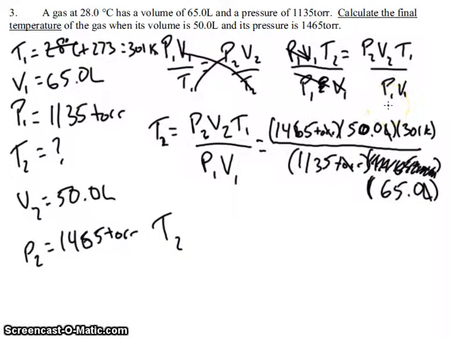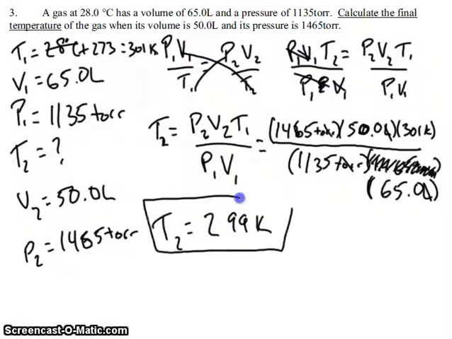So let's plug these numbers again. 1465 times 50 times 301 divided by 1135, and then divide that answer by 65. And if I do that, my T2 gives us 299 Kelvin. Really 298.8580, whatever. So I'll round it up to 299 Kelvin.